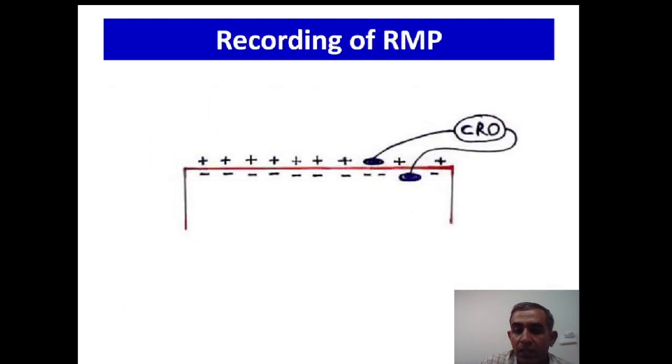How is the RMP recorded? It is recorded by the cathode ray oscilloscope, CRO. There are two electrodes. One is kept outside in the ECF, and one inside, that is in the ICF. The potential difference is recorded by the CRO. That is the recording of the RMP.